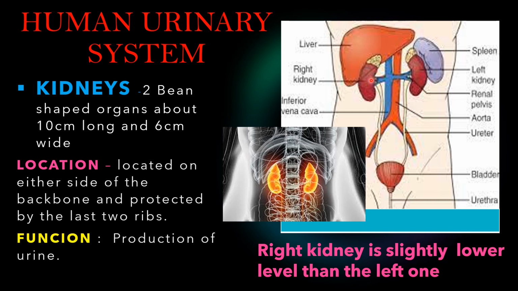Then what is the reason for that? In this picture you can clearly notice the liver is present on the right side. That's why the right kidney is slightly lower. Okay, all of you understood?